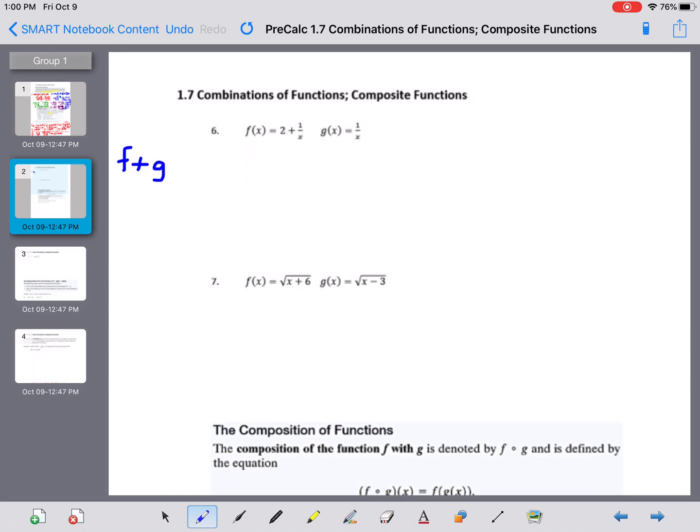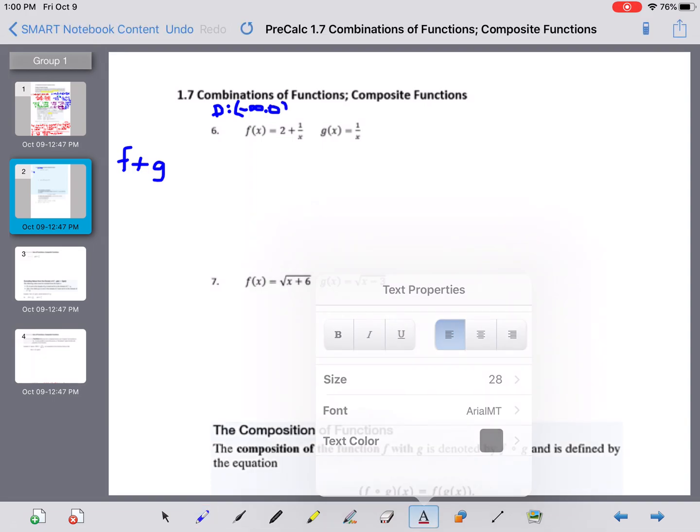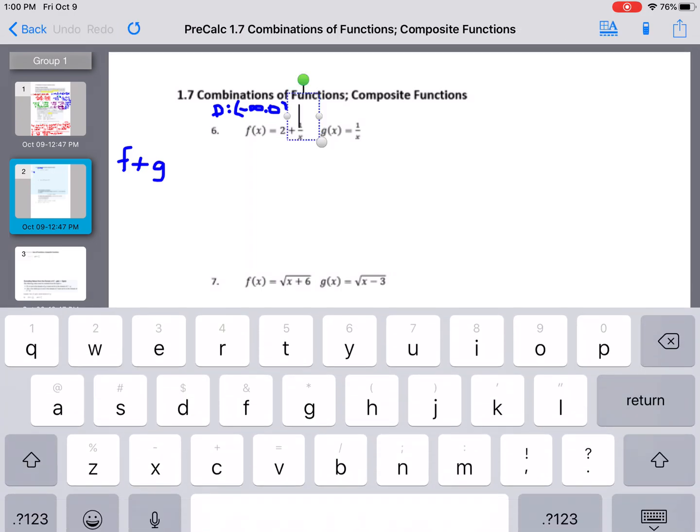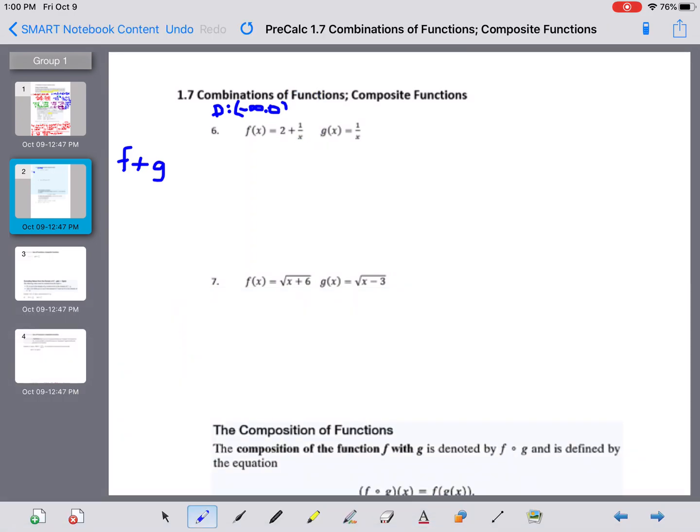For f, my domain, I cannot equal 0, so I'm going to go negative infinity to 0 in union with 0 to infinity. And if I look at my g function, it's going to have the same domain. So when I go to combine these functions, I really am not going to change much in the domain because they share the same domain. Neither one of them can have 0 as the denominator.